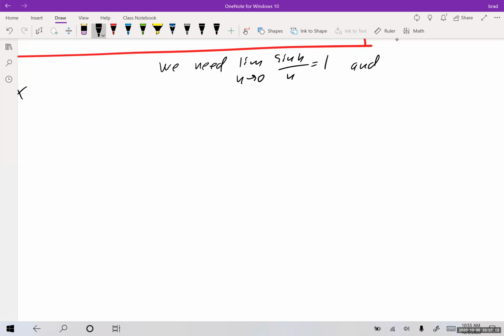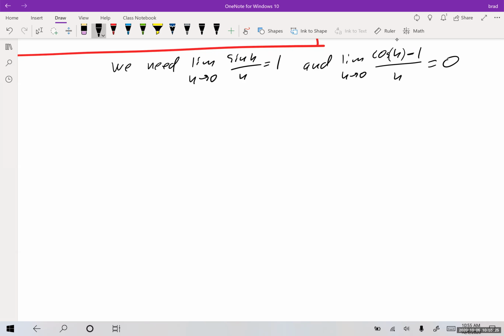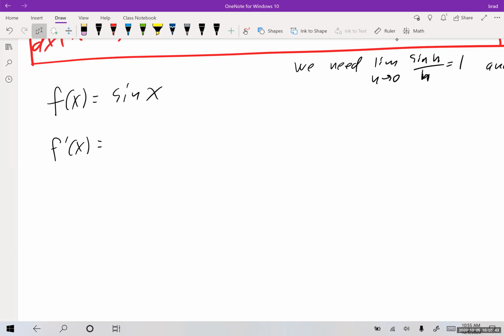And we also have the limit as h approaches 0 of cosine of h minus 1 all over h equals 0. Okay, so these two limits, you could go through and build a table and try to find the limits for these. These two limits are things we're going to use throughout this section, and they'll be used in finding the derivative of the sine function.